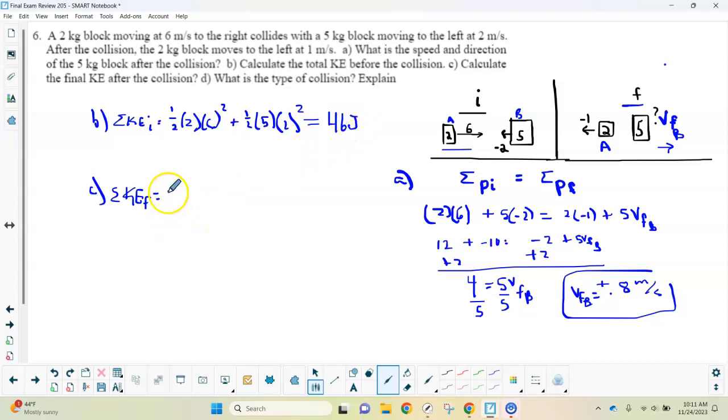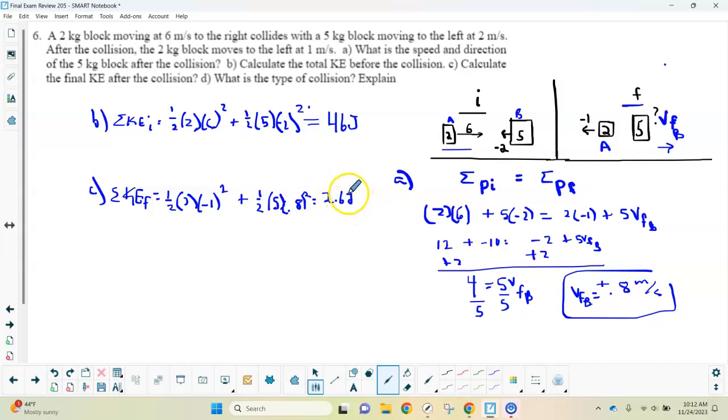And then plugging in for the afterwards, it seems like everything is slowed down, so there's going to be less kinetic energy. So it'd be 1/2, 2, and then it'd be negative 1 squared. Oh, I could put the negative in here for the 2 if you want. When you square it, it goes away. So you don't really have to worry about the negative when you have the kinetic energy equation. And then for the second one, it's 5, and then 0.8 squared. So if you put all those in your calculator, you get something like 2.6 joules.